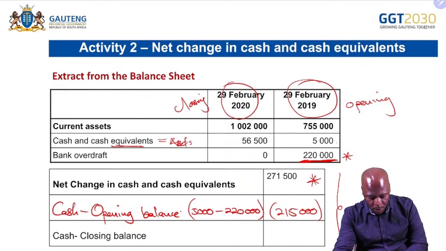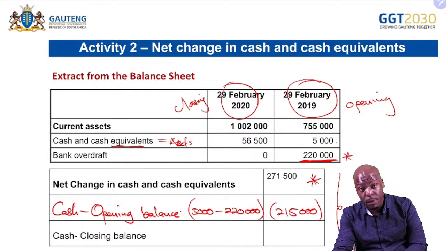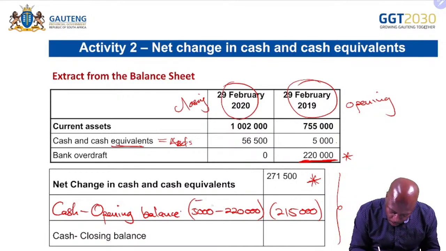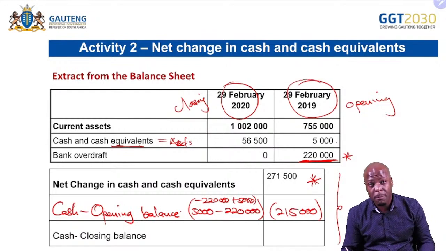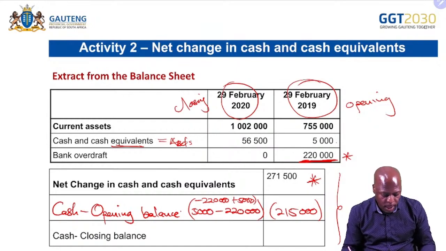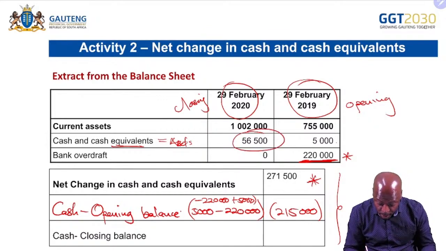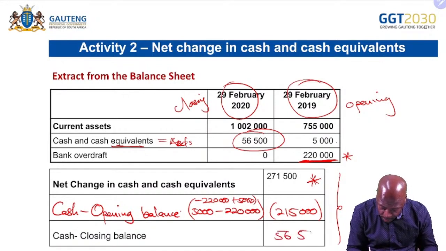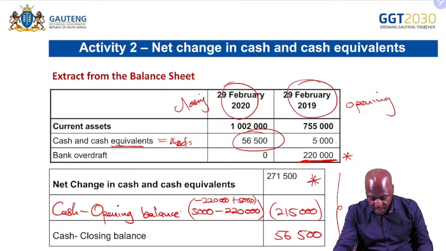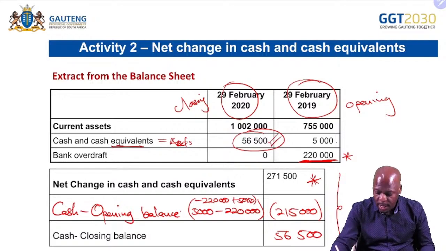How do you get that? It's 5,000 minus 220,000. That gives you a negative 215,000. I've seen others start with minus 220,000 plus 5,000. It still gives you the same figure, a negative 215,000. Then you get your cash closing balance. You are taking your cash and cash equivalents at the end, which is 56,500, which is given here as well.